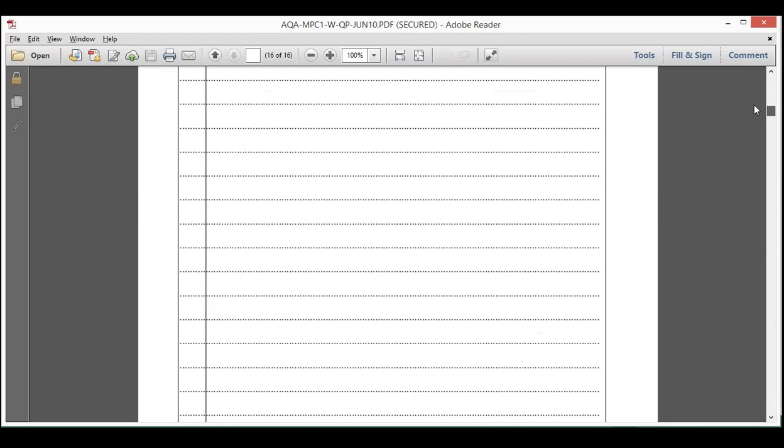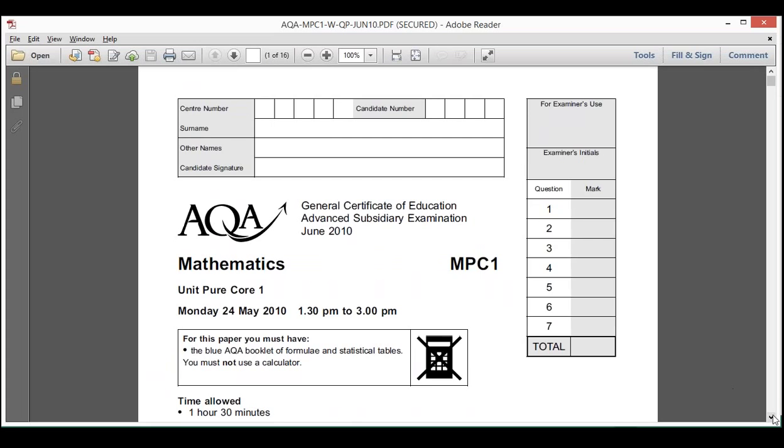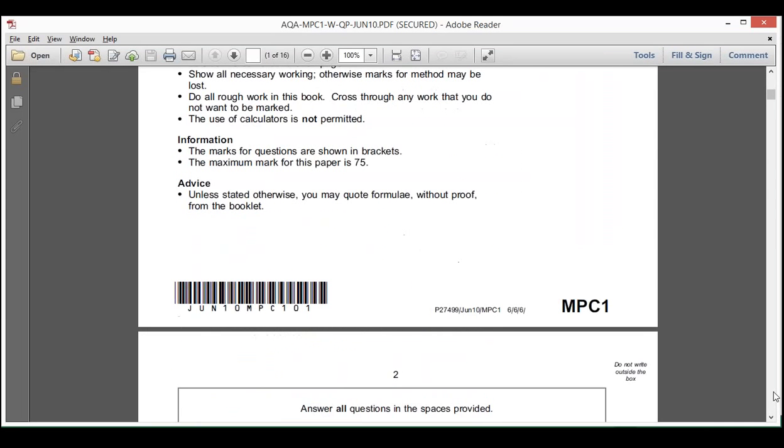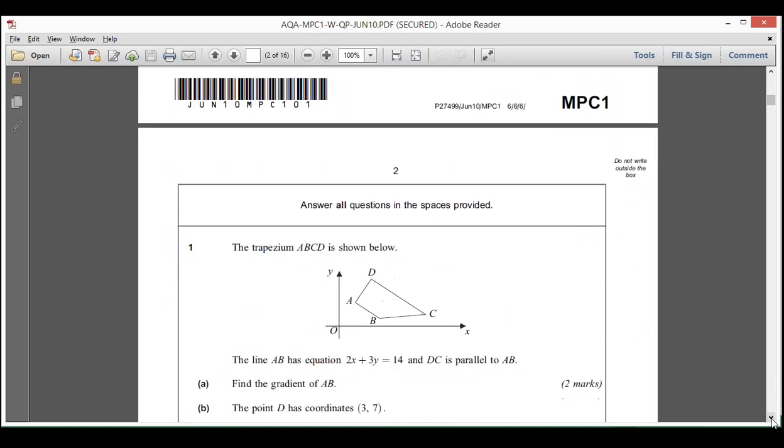Right, now these can be downloaded off the AQA website, or if you're studying Edexcel or OCR, you can download them off the websites. The only one you might not be able to get is the 2014 papers, but if you do a quick Google search, you can find it. Right, so this is the AQA Core 1 paper from June 2010.